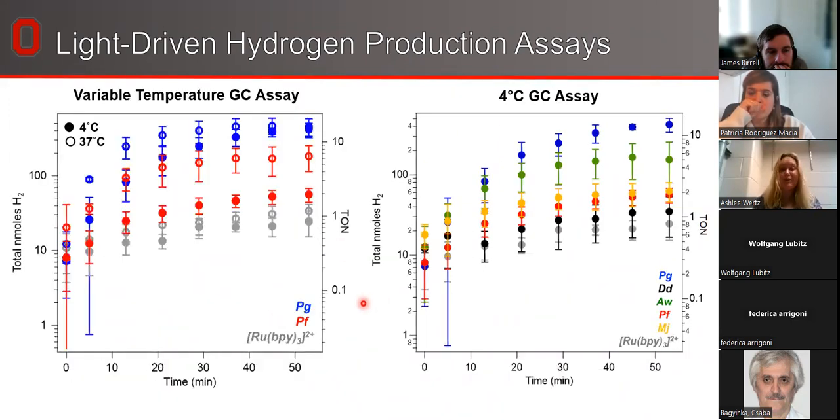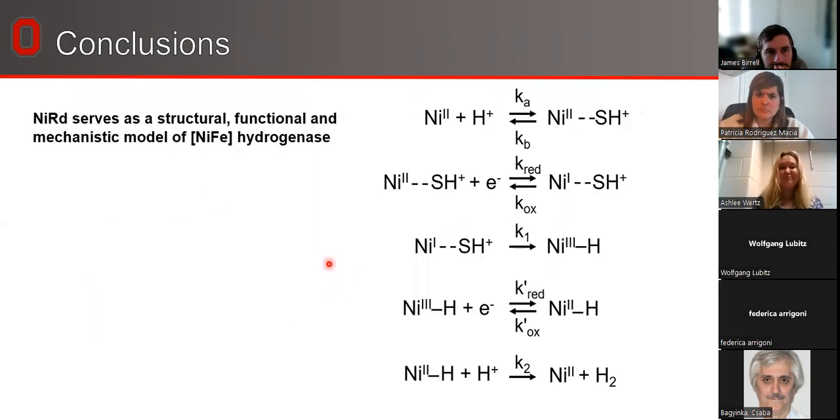Next, we did variable temperature assays with the GC as well. In raising the temperature from 4 degrees C, which is the solid dots here, to 37 degrees C, which is the open circles, we do see an increase in activity for both the PG and the PF variant. However, the activity increases to a much greater extent for the PF variant, 3.7 times as active, compared to the PG variant, which is 1.4 times as active. So this is also in line with the growth temperature of the parent organism.